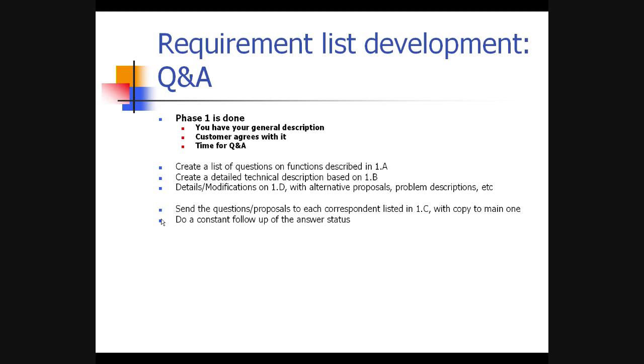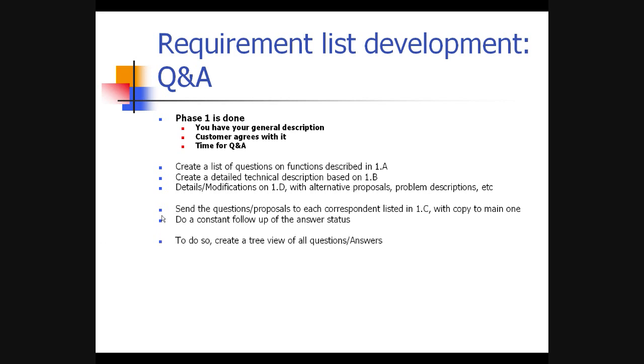Do also a constant follow-up of the answer status. If you're waiting for an answer and it's not coming in, don't wait, just act. Send a second email, make a phone call, do things and keep a trace of everything you're doing. If at some point the main correspondent asks why are we not further ahead, you will be able to say because your correspondents are not answering me, and you will be able to document that. And before you arrive at that point, you should contact the main correspondent and say, okay, I have a problem, I can't get my answers.